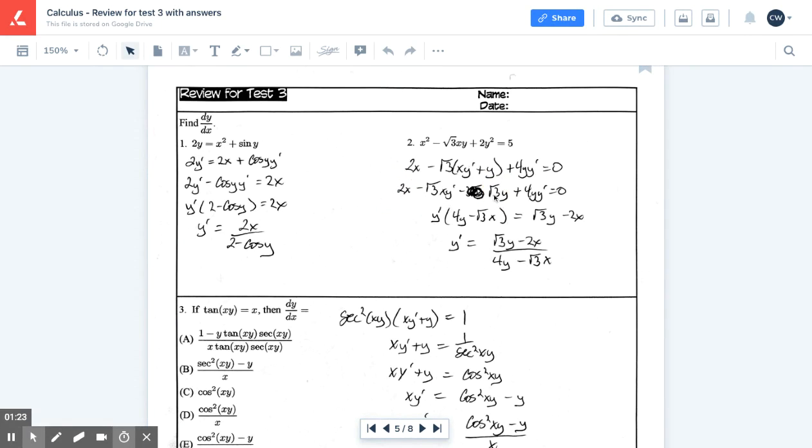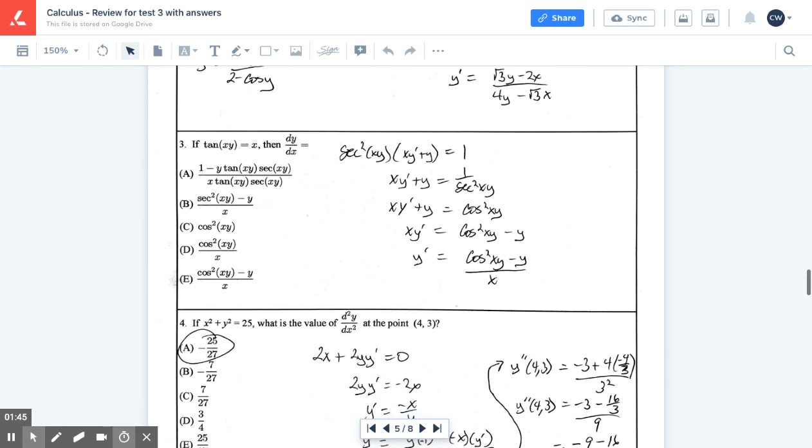So the negative square root 3 y turns into a positive square root 3 y. The 2x turns into a negative 2x. And when I factor out the y prime, I get 4y minus square root 3 x. I put the 4y first since it's positive. I always like to put my positive stuff in front of my negative stuff. And then we divide by that, and there's my derivative.